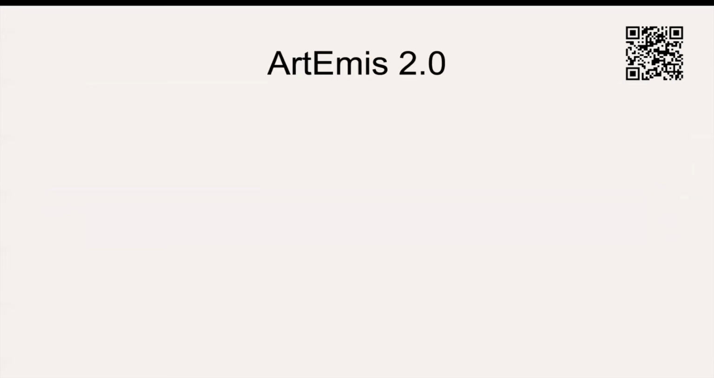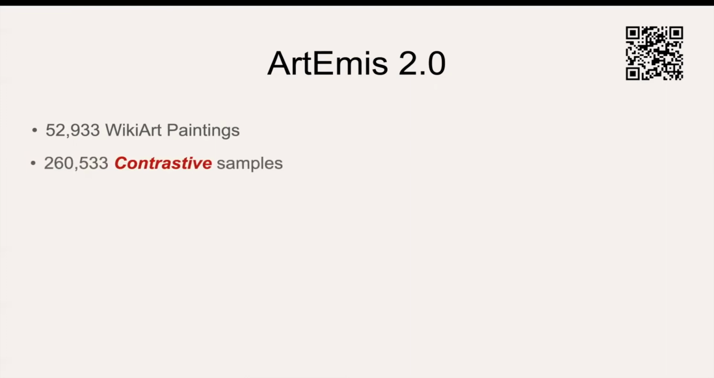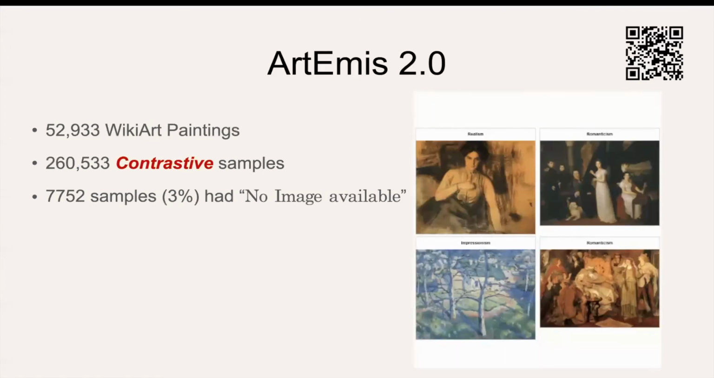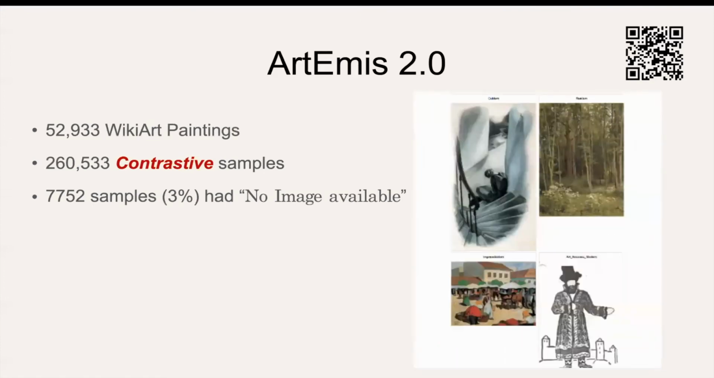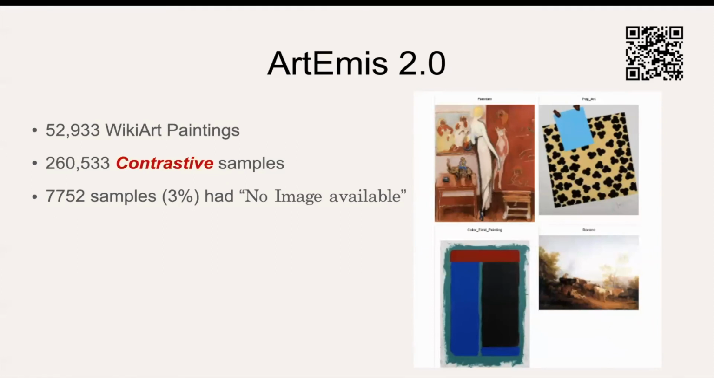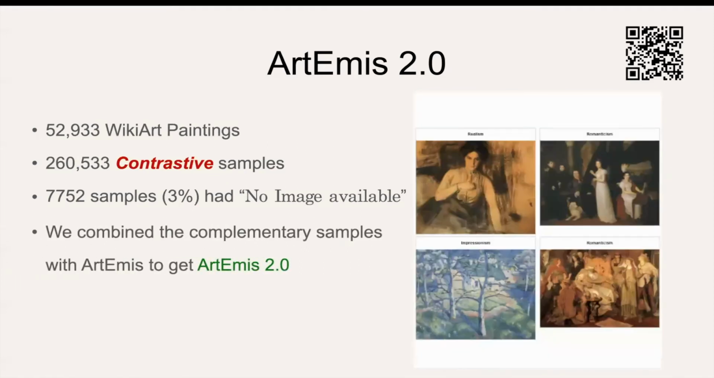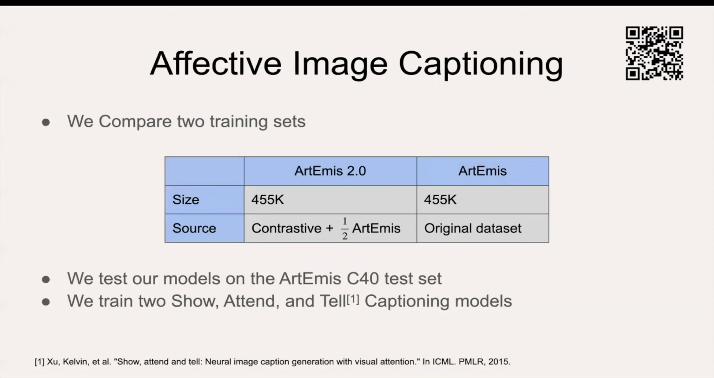We collected annotations for around 53,000 paintings, amounting to a total of 260,000 captions. Approximately 3% of the data had the no image option. And you can see from here, most of them are positive paintings with bright colors and bright, beautiful styles. We combine our complementary dataset with Artemis to create the improved revised version of the dataset, Artemis 2.0.